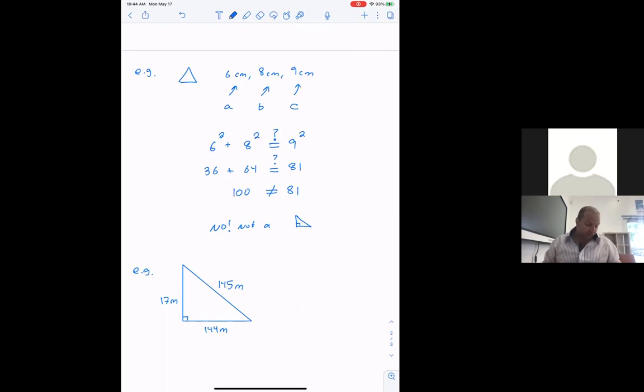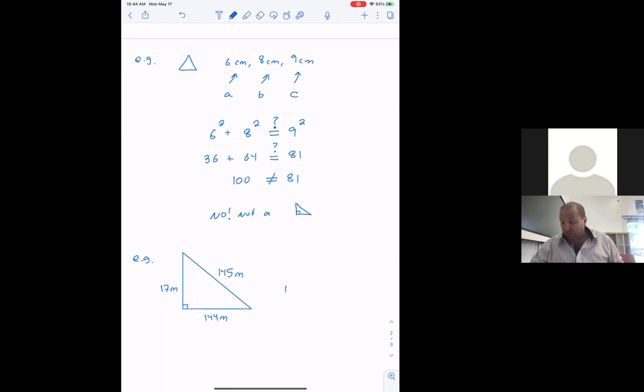So let's see what happens. Show that the plot is indeed a right angled triangle. I don't even need to draw the triangle, to be honest. I just need to check. Is 17 squared plus 144 squared, is this equal to 145 squared? We're just checking whether or not it satisfies the Pythagorean theorem.